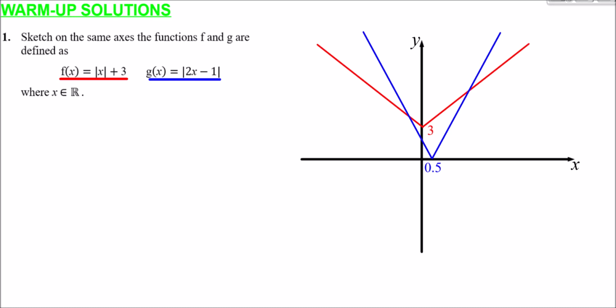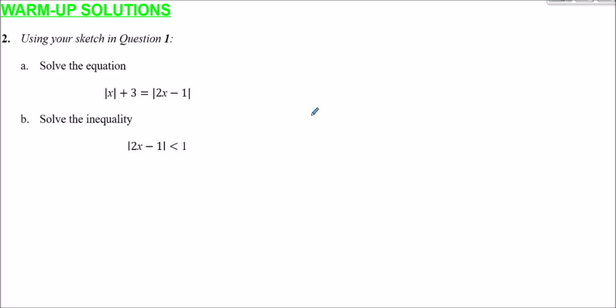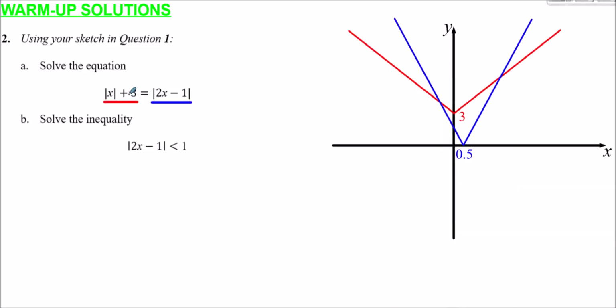And in fact, I suppose we can have this on here, so why not? We're going to use this for question 2. So using the sketch just before, we need to solve the equation mod x plus 3 equals mod of 2x minus 1. So if I just remind us of the sketch we had from earlier, with mod x plus 3 in red, and mod 2x minus 1 in blue, we have this.